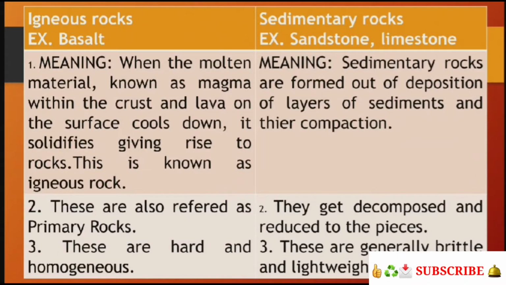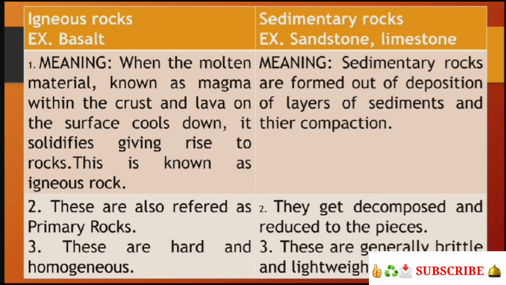1. Igneous rocks and sedimentary rocks. The example of igneous rock is basalt. The examples of sedimentary rocks are sandstone and limestone. The meaning of igneous rock is, when the molten material known as magma within the crust and lava on the surface cools down, it solidifies, giving rise to rocks. This is known as igneous rock.